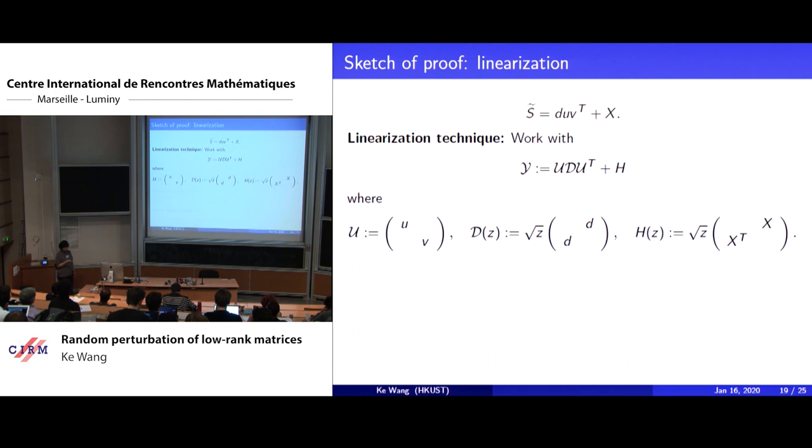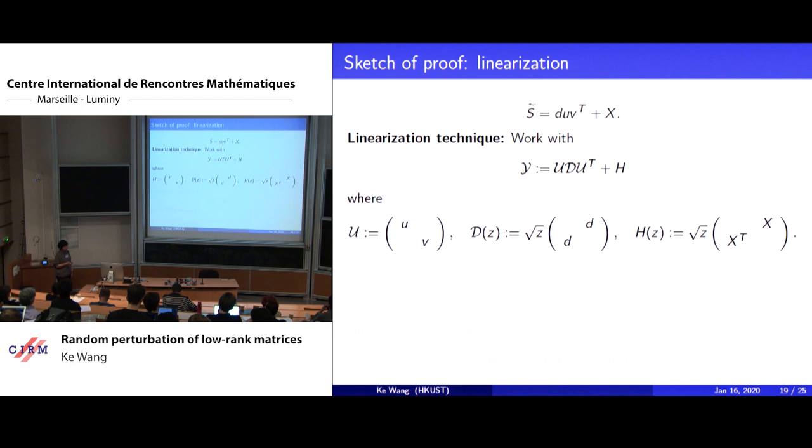So we don't work with the matrix directly. We will first use this linearization trick. We are going to work with a bigger matrix of size m plus n by m plus n, by putting the signal and noise in the off-diagonal blocks in this way. The noise part puts X here and X transpose here, and similarly we do the same thing for the signal matrix. So these augmented matrices are symmetric, and also their eigenvalues and eigenvectors uniquely determine the singular values and singular vectors of our original matrix. And it's more pleasant to work with symmetric matrices.